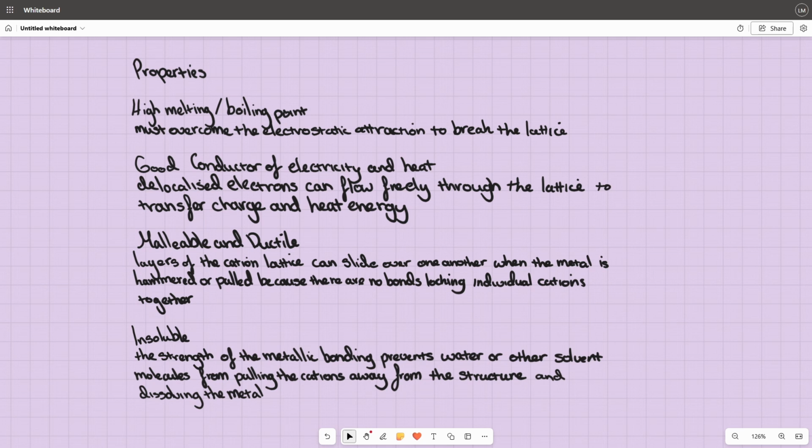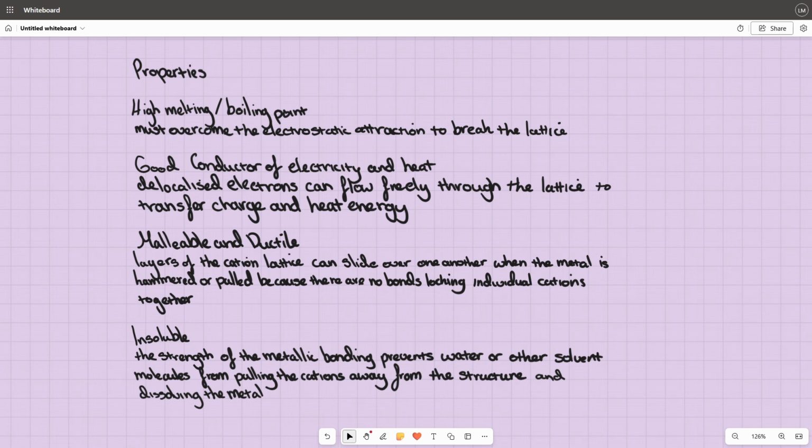The first one is a high melting and boiling point. This is because the electrostatic attraction basically needs to be broken to then break the lattice. And we know this electrostatic attraction is very strong, and so it takes a high amount of energy to overcome it.